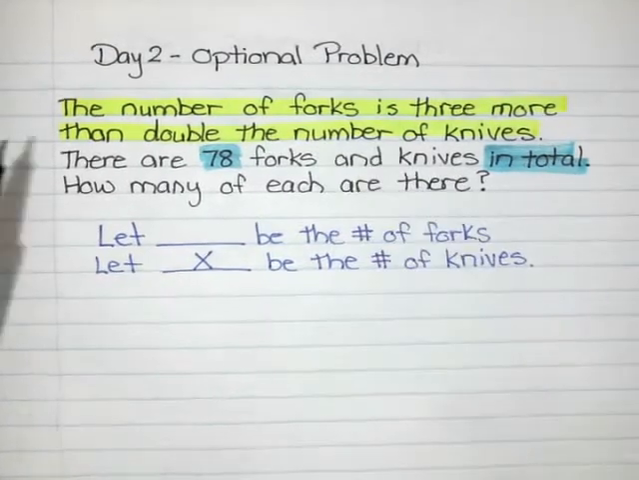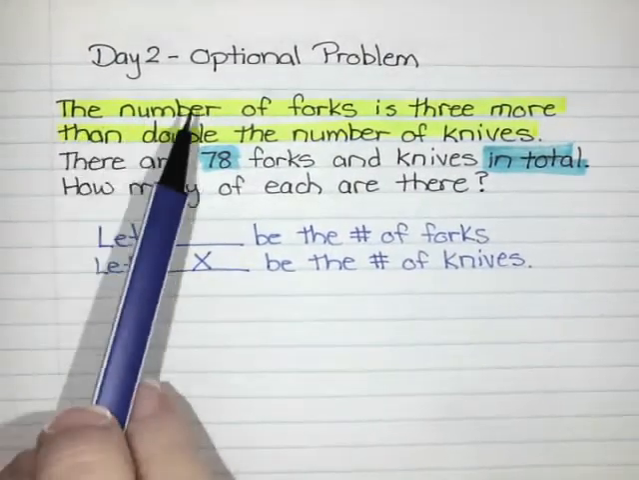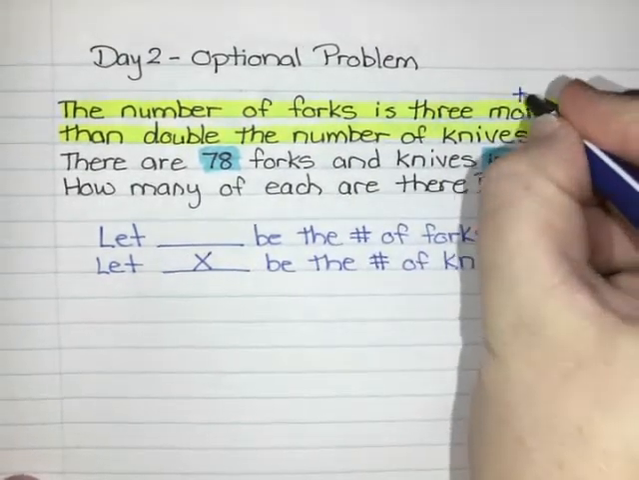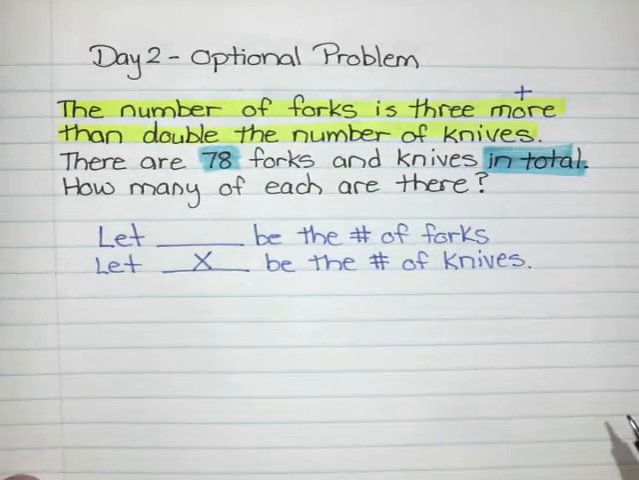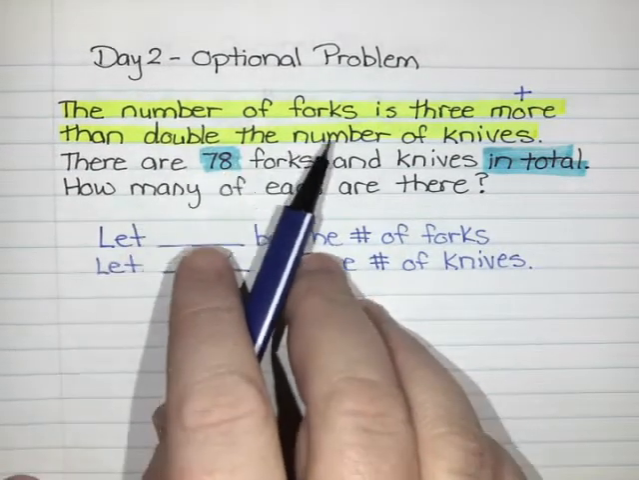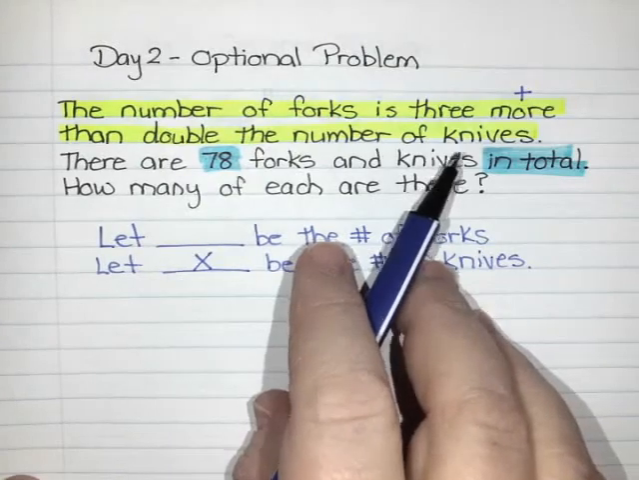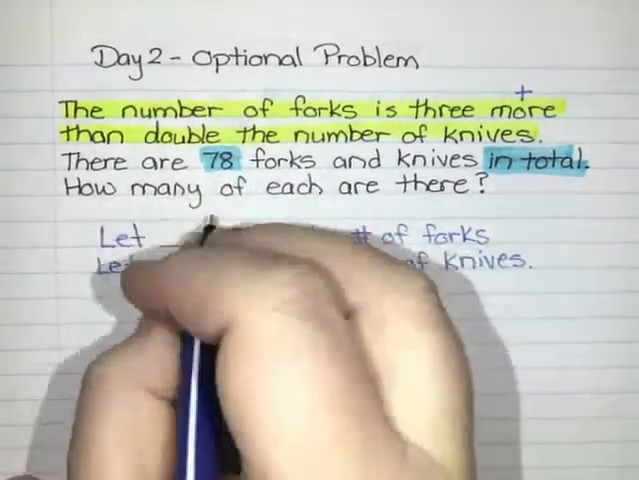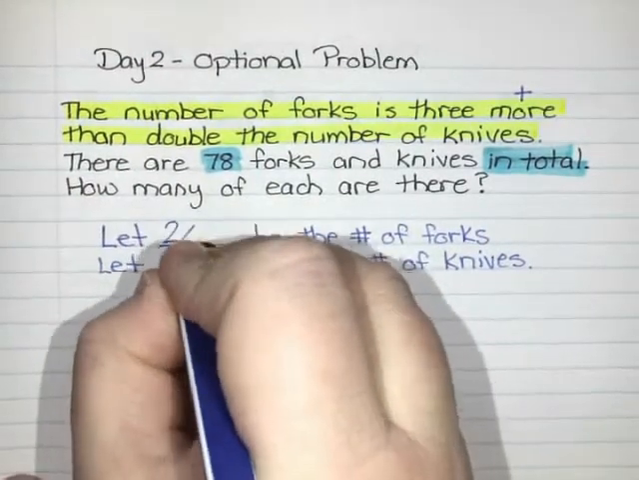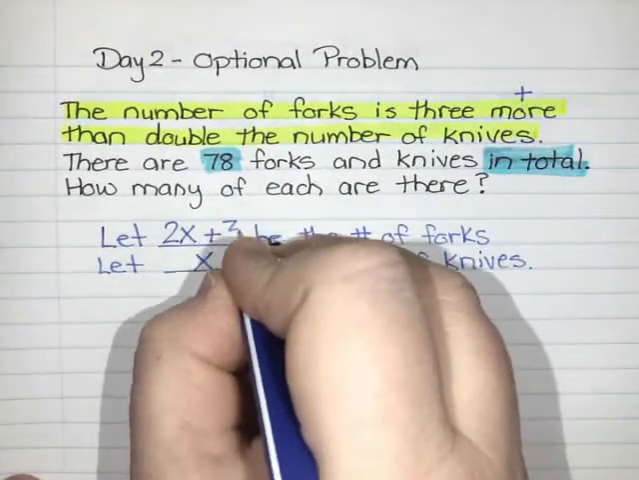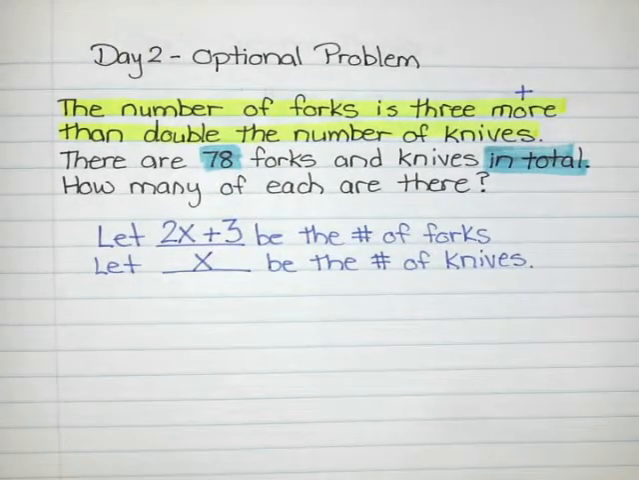So I'm going to reread my comparison. The number of forks is 3 more. More is a word for addition. So it's 3 more than double. Double means times 2, the number of knives. So 3 more than double the number of knives. If I take the number of knives, X, and I multiply that by 2, that's double the number of knives. And then if I add 3, that is 3 more than double the number of knives.